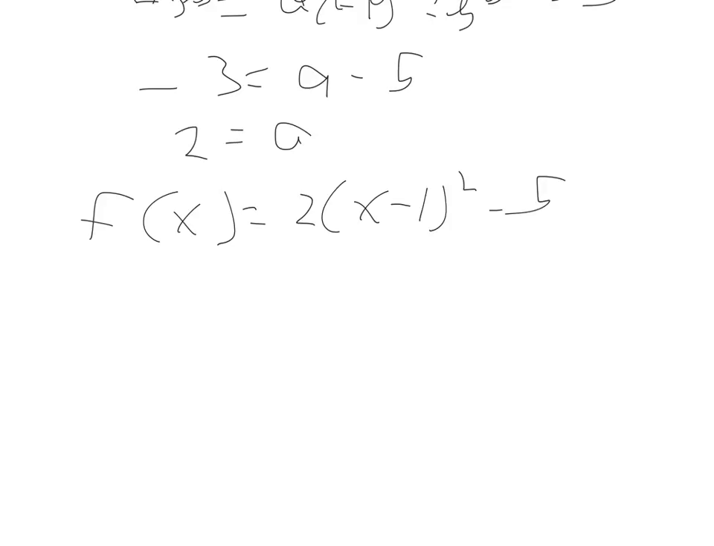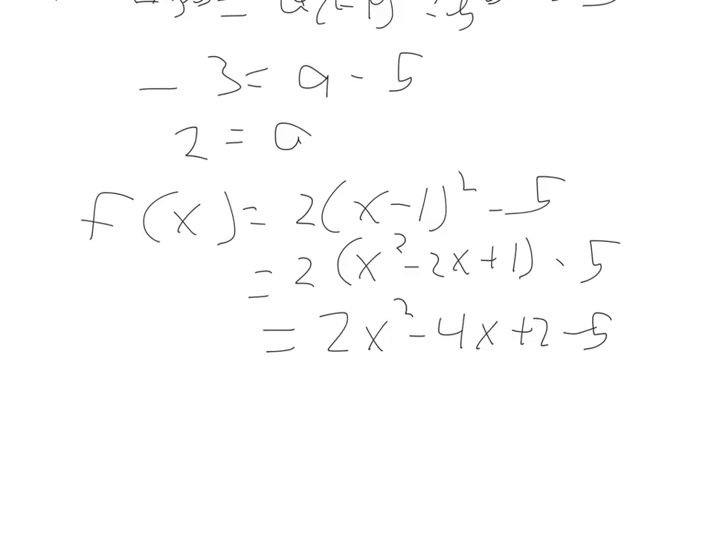And if we want to write that in standard form, that would be 2 times x squared minus 2x plus 1 minus 5, which would give us 2x squared minus 4x plus 2 minus 5, which would be 2x squared minus 4x, and then minus 3.